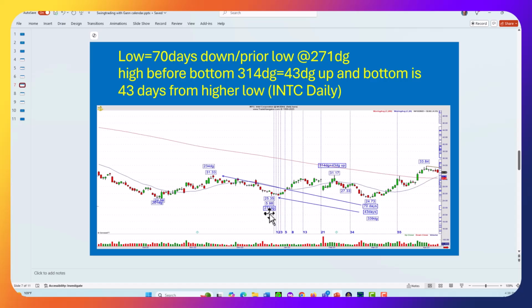But let's move on. This low is 271 DG. This high is the 314 DG. It's a 43 DG difference. And from the low to the prior low, it's 43 days, which matches this. And the 70 days matches the 271. Now, isn't that amazing?